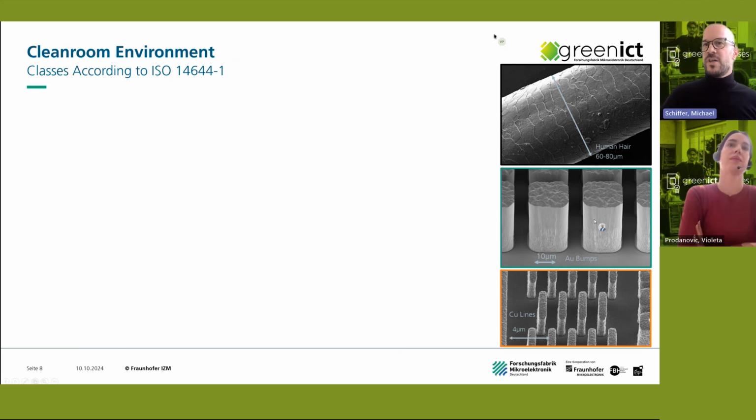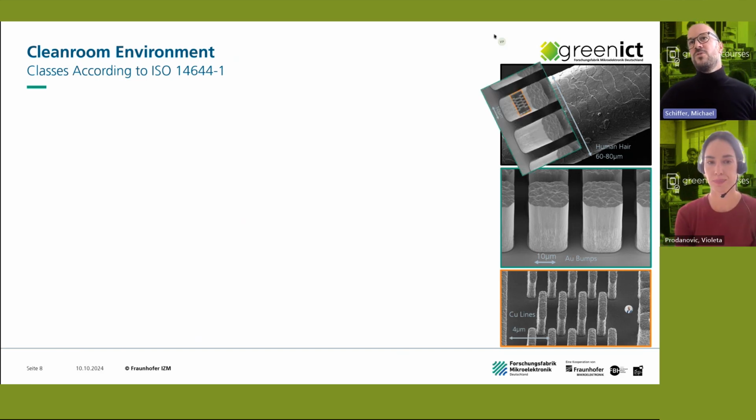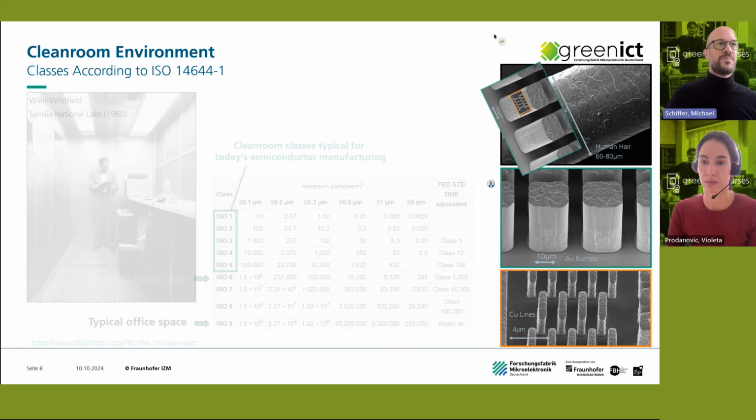We are here at Fraunhofer IZM, working in the packaging area, or wafer level packaging area. There we are going down to sizes between 1 and maybe 10 or 20 microns, like shown in these. The middle picture shows gold bumps, the bottom picture just some very fine copper lines. When I bring them in perspective to the human hair, you can clearly see how small we are. And that is the need for the clean room we also need for the packaging.